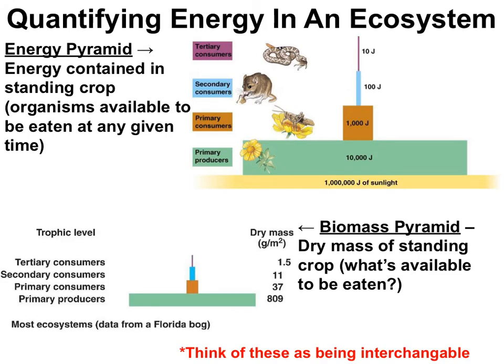Instead of making energy pyramids, ecologists often measure biomass instead. Biomass is just the dry mass of the standing crop, and since the amount of energy is directly proportional to the dry mass, biomass pyramids and energy pyramids can essentially be thought of as pretty much interchangeable for our purposes.